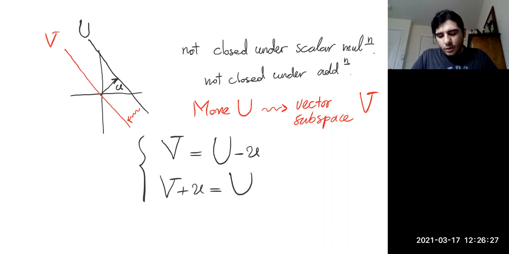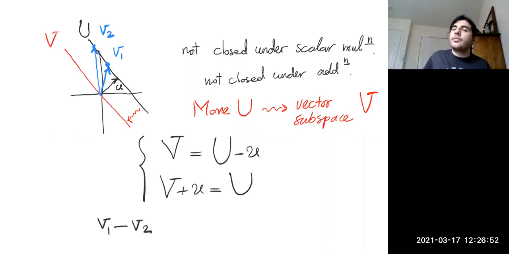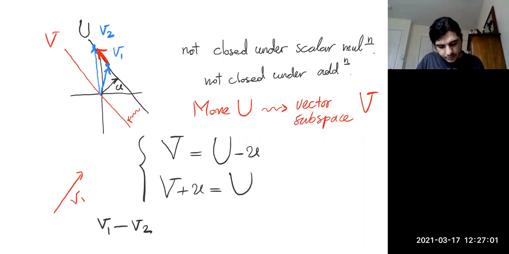Now, using this relation, I want to say that if I take any two elements, say v1 and v2, inside this affine subspace, I can always subtract them from each other. I can always look at v1 minus v2. v1 minus v2 is this vector, this red vector. Remember, if we have two vectors v1 and v2, v1 minus v2 is a vector connecting them, right?